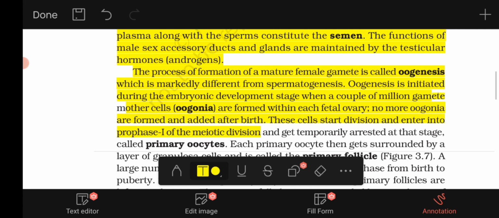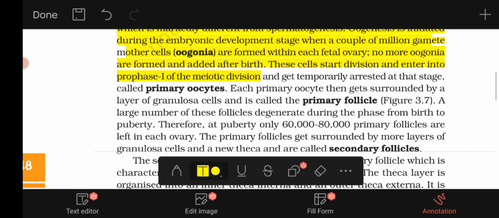And these cells start division and enter into prophase 1 of meiotic division, and they get temporarily arrested there. They are now called primary oocytes. Each primary oocyte gets surrounded by a layer of granulosa cells, called a primary follicle.